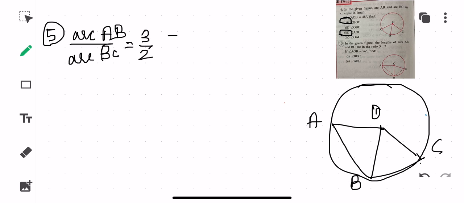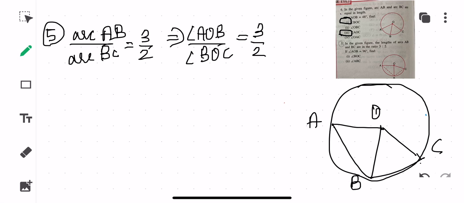So this will imply, children, what? Arc AB is subtending what angle, children? It is subtending angle AOB. So write down angle AOB divided by angle BOC, as arc BC is subtending angle BOC, is equal to 3/2. Now they have given the measure of AOB as 96 degrees. So just replace the value, children. Write down 96 divided by angle BOC is equal to 3/2.